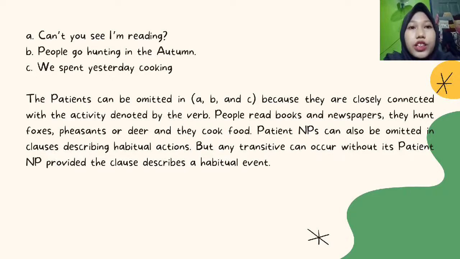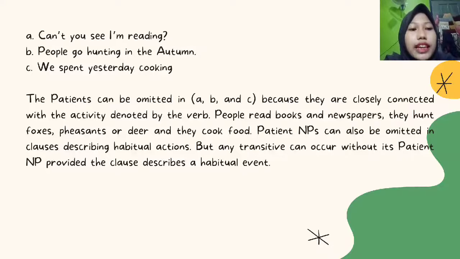A. Can you see I'm reading? B. People go hunting in the autumn. C. We spent yesterday cooking. The patient can be omitted in A, B, and C because they are closely connected with the activity denoted by the verb. People read books and newspapers, they hunt foxes, pheasants or deer, and they cook food.